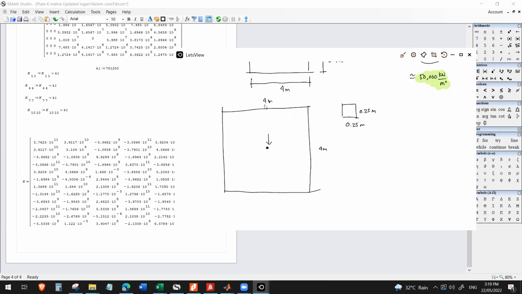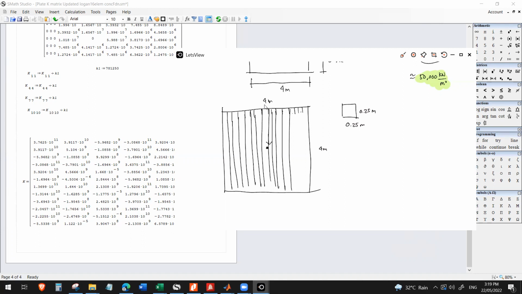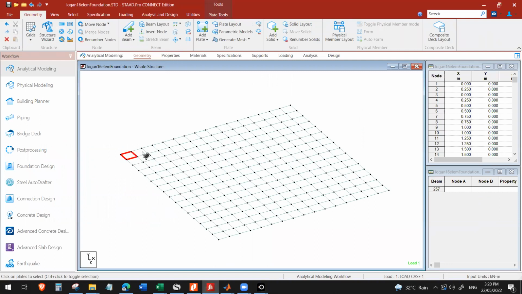So divided by 4 meters, we will have about 16. 1, 2, 3, 4, 5, 6, 7, 8, 9, 10, 11, 12, 13, 14, 15, and another one here. So that's 16. Something like that. So that's how fine a mesh we will be doing, and so on and so forth. Anyway, this is the actual meshing. So this is 0.25 by 0.25 meters, as you see in our dimension.